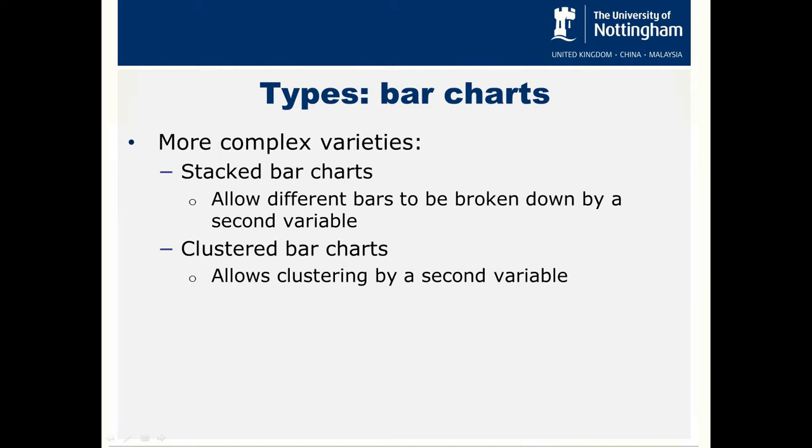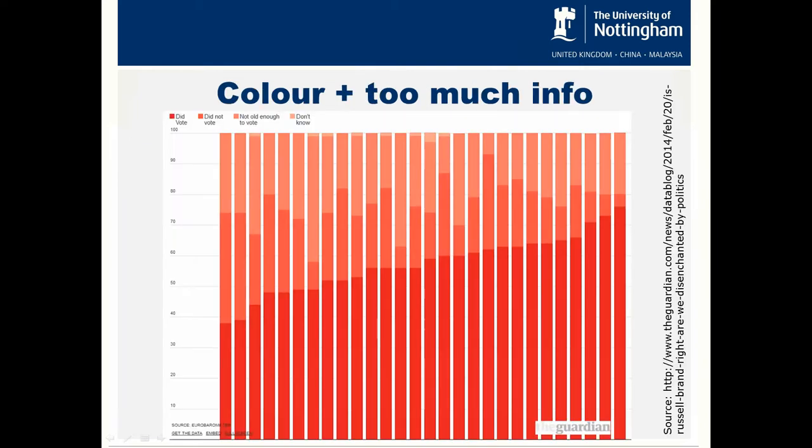So, looking at a couple of other varieties of bar charts that are the more complex varieties, you have stacked bar charts and you have clustered bar charts. And after we look at these, we'll look at line graphs and then we'll see how to do it in Excel. So, this is a combination of poor colors and way too much information stuck in a single chart. Really difficult to read this. But this is a stacked bar chart.